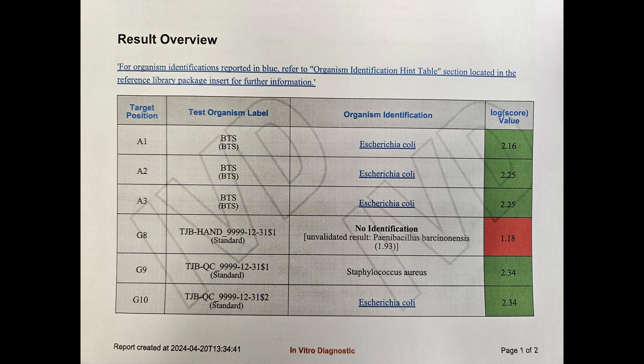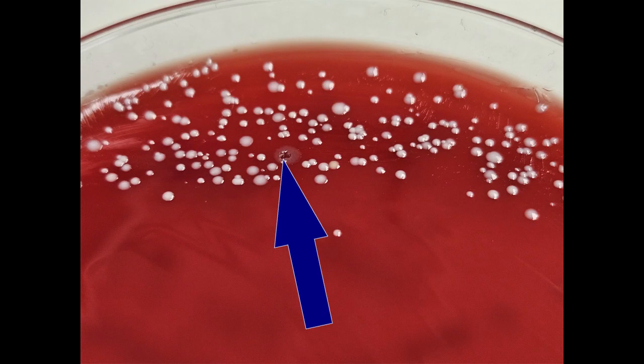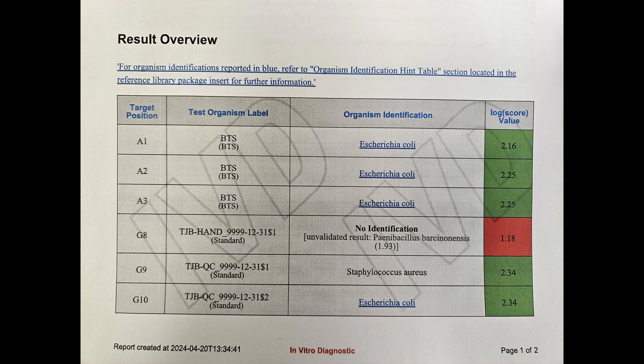Here we can see that the colony taken from my hand was not identified well, with a red mark in the circle. The score given was a low 1.18, which is unacceptable for an identification. But it can lead you in the right direction if you really want to identify with biochemical testing. In this case, differentiation between different Paenibacillus species.